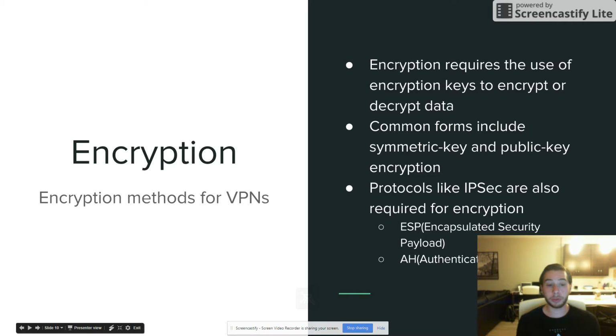As far as encryption methods used for VPNs, encryption requires the use of encryption keys to encrypt or decrypt the data. Common forms include symmetric key and public key encryption. The symmetric key uses the same key for encrypting and decrypting. The public key requires a third public key to be used for decrypting. There are also some protocols used, like IPsec. That's the most common one for VPNs. They are required for the encryption.